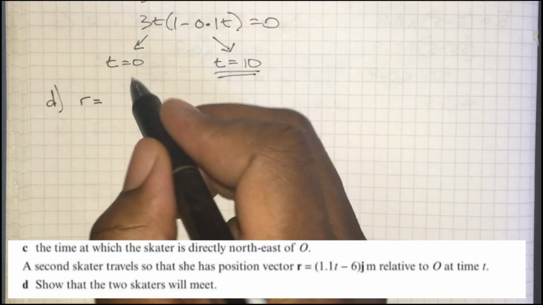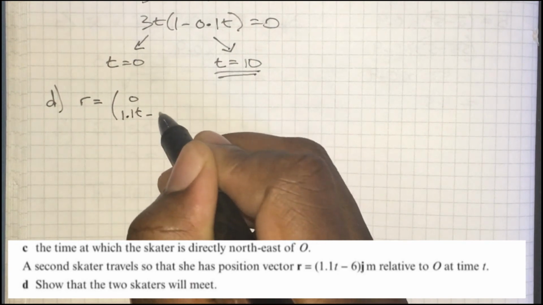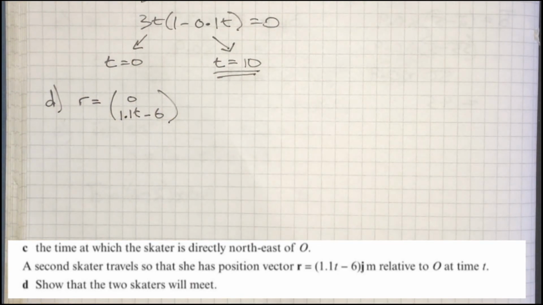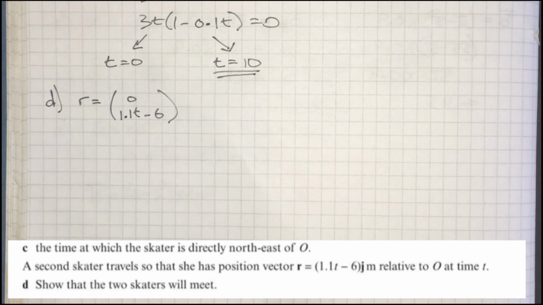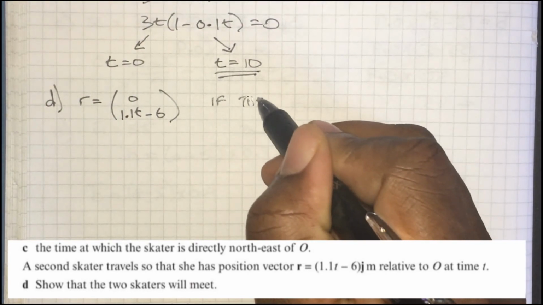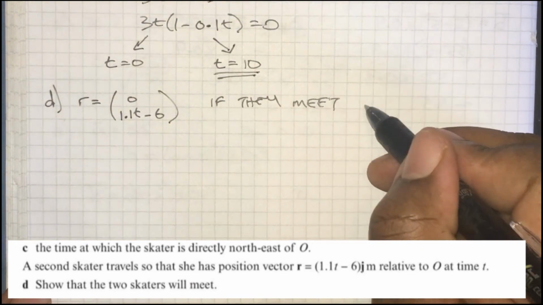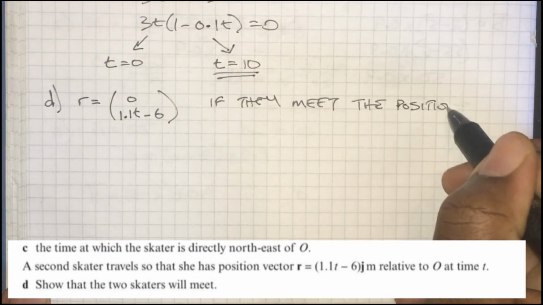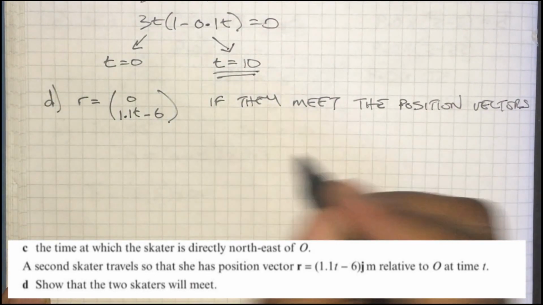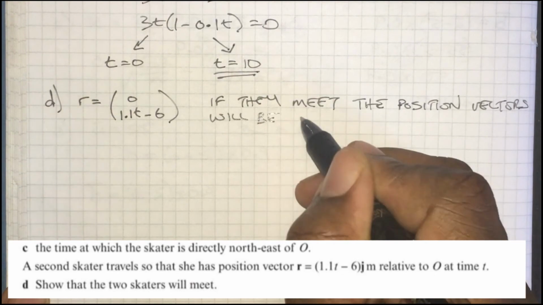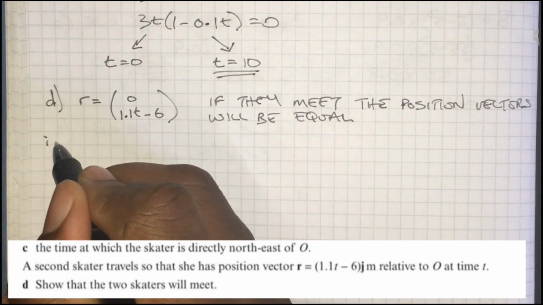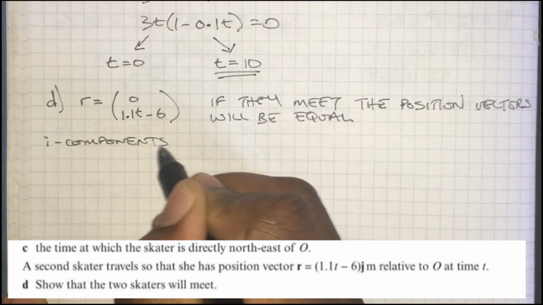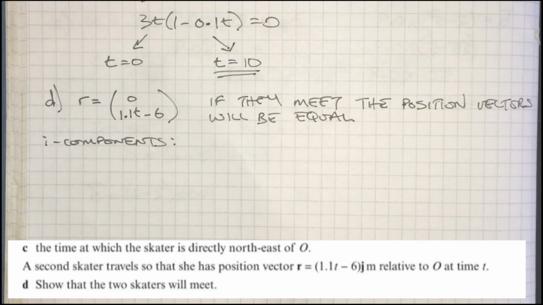Okay, finally, part D. There's a second skater. She has a position vector of (0, 1.1t minus 6). So she's not moving horizontally at all, just moving vertically. And we need to show that these two skaters are going to meet. So letting the context drive the question here, if they're going to meet, what do we know about their variables? We know their position vectors will be the same for a particular value of t. So if they meet, or if they collide, or if they crash, these are the contextual words that mean check when the position vectors are the same.